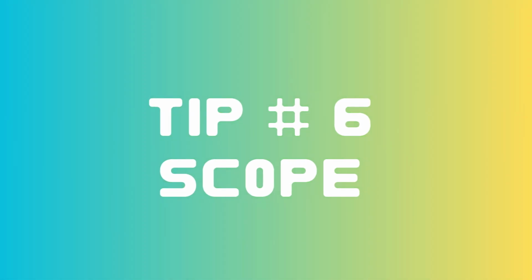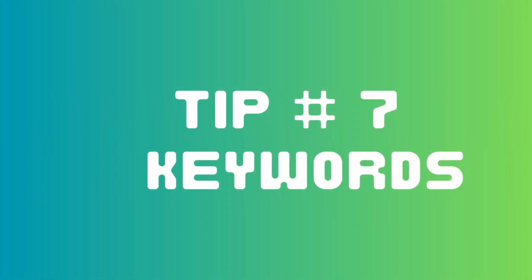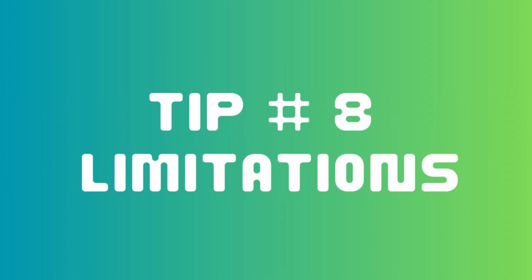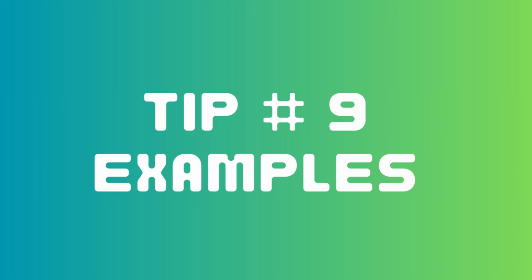Tip number 6, scope. Define the scope or range of the topic you want ChatGPT to cover. Tip number 7, keywords. List important keywords or phrases that you'd like to include. Tip number 8, limitations. Specify any constraints, such as word or character count, that it should adhere to. Tip number 9, examples. Share examples of the desired style, structure, or content to help ChatGPT understand your preferences.